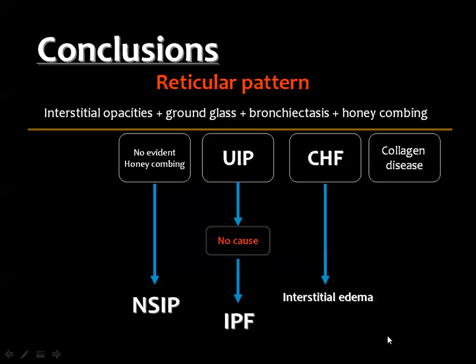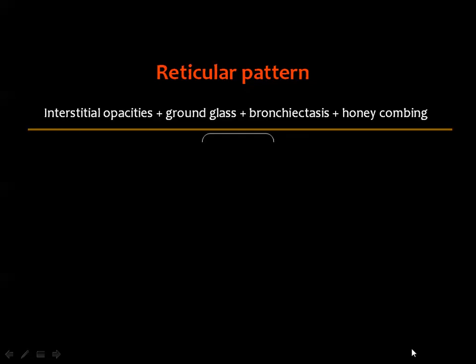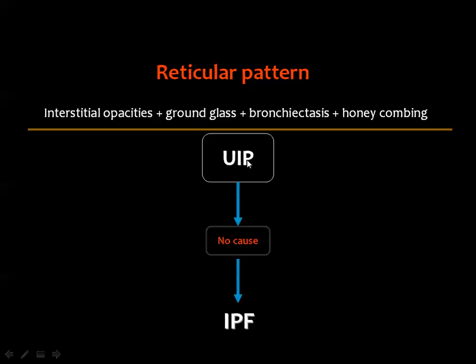If the patient is known to have congestive heart failure, then you are dealing with interstitial pulmonary edema. If the patient is known to have collagen disease like rheumatoid, then this is rheumatoid lung, and scleroderma, this is scleroderma lung. If the patient is known to have drugs which produce interstitial opacities, then you are dealing with drug-induced interstitial lung disease. Then once more, if you see these changes, the diagnosis is usual interstitial pneumonia. If no underlying cause, it is known as idiopathic pulmonary fibrosis.